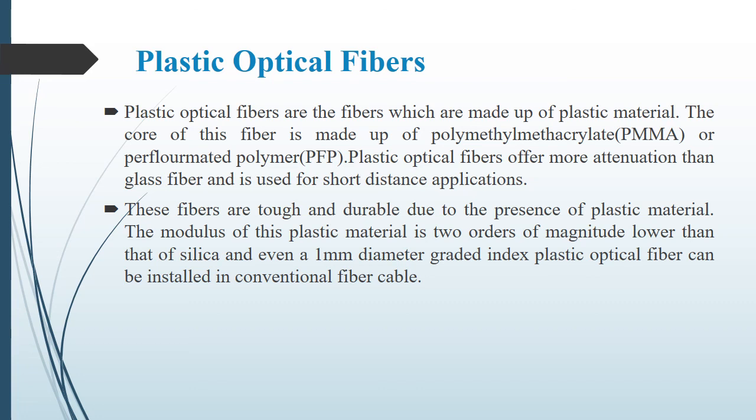These fibers are tough and durable due to the presence of plastic materials. The modulus of the plastic materials is two orders lower than silica, and a 1 millimeter diameter graded index plastic optical fiber can be installed in conventional fiber cable. The advantages of plastic optical fibers are low cost, lighter weight, operation in the visible region, greater flexibility, and ease in handling and connecting.